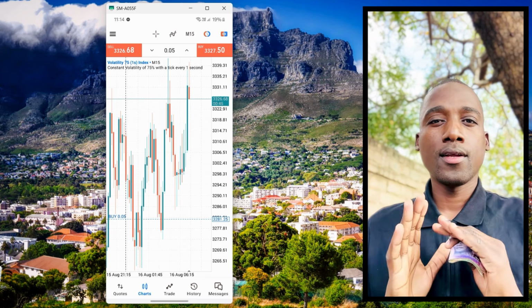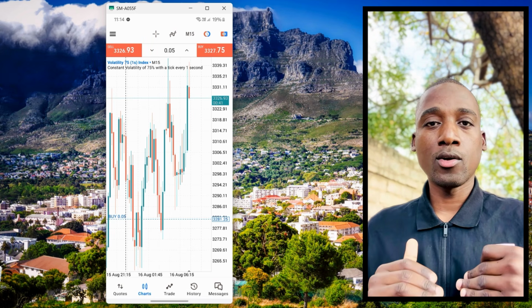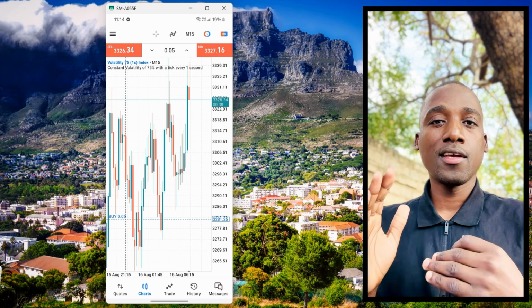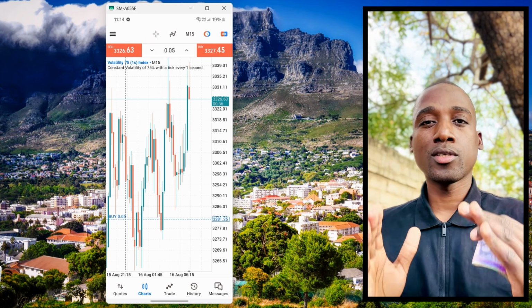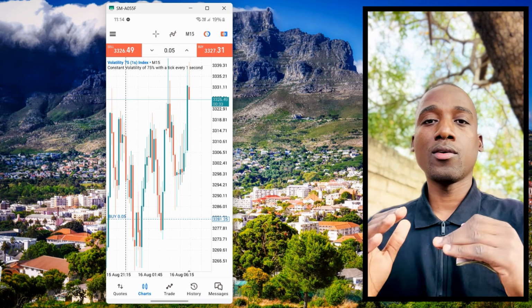Now, the Bozza strategy is simple. You're looking for the high price for the day and the low price for the day. If the high price for the day is broken, you're looking to take a buy. If the low price for the day is broken, you're looking to take a sell.